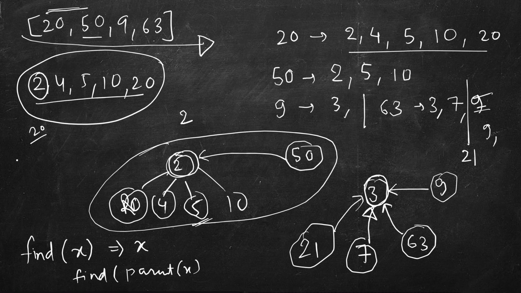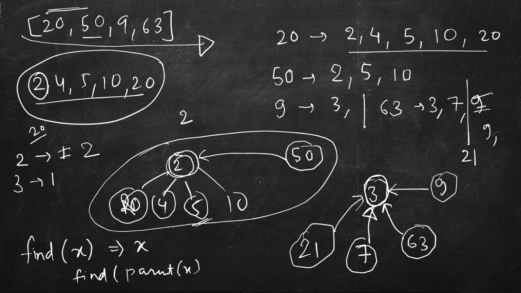So we say that the parent of 20 is 2. So for 2, its count becomes 1. Next is 50. The parent of 50 is 2. So again 2 is already there, so its count becomes 2. Next, 9. Its parent is 3. The key 3 is not present, so we insert 3 and its count is 1.